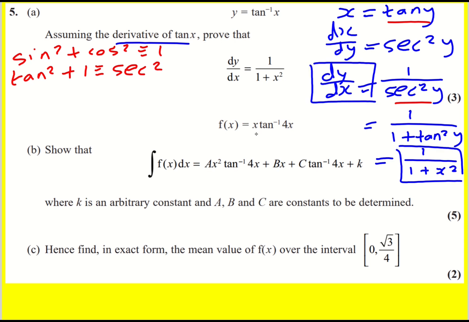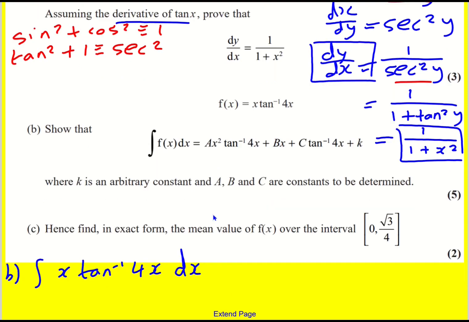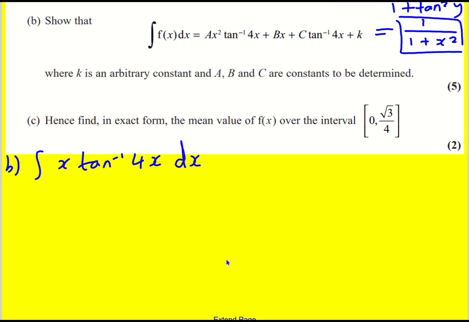Next up, we're given that f of x is x times the inverse tan of 4x, and we're asked to integrate it. Okay, let's go for it then. So this is part B, we're going to get the integral of x inverse tan 4x dx. Now remember, we've got this result. Surely that's going to come into it somewhere. Well, this is looking like it's going to be by parts. It's not like it'll be a substitution or anything that's going to work. It is a product and it involves x. That's always code for it, really.